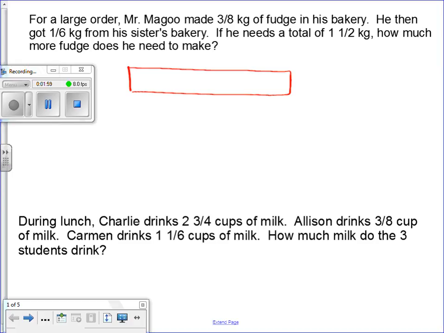with my bar model, we know that he already made 3/8. We know that he got 1/6 from his sister. Do we know this last bit right here? No. What is the 1 1/2? Where can that go? That's his total. So we know this.